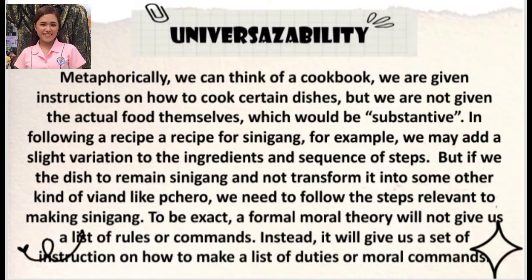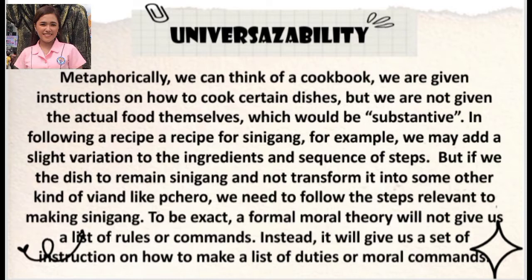Metaphorically, we can use this example of a cookbook. In a cookbook, we are given instructions or procedures about cooking a certain dish. But we are not given the actual food themselves, which would be substantive. Okay, did you get it? So in a cookbook, we are given instructions, but we are not given the actual food themselves. If we are given the actual food themselves, it can be substantive. But because it's not, then it can be formal.